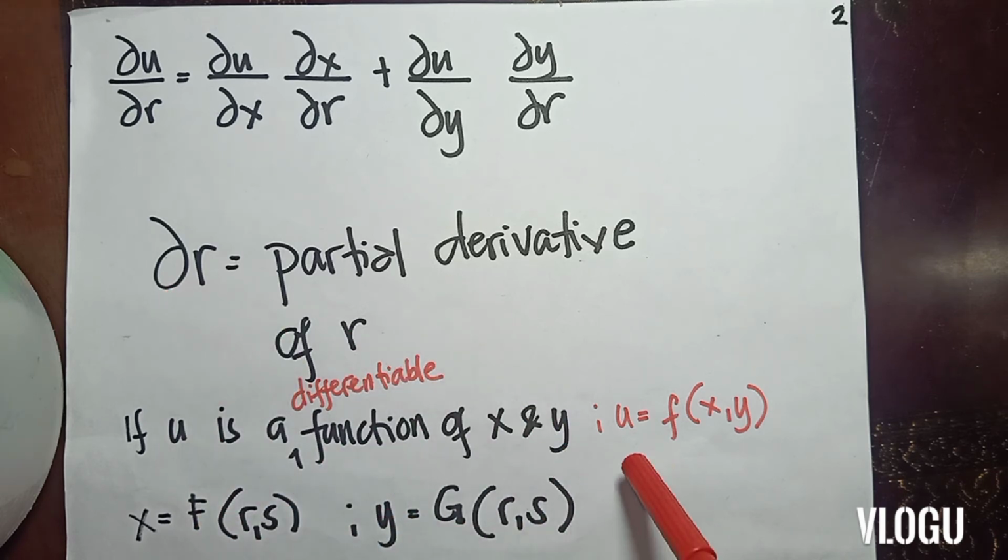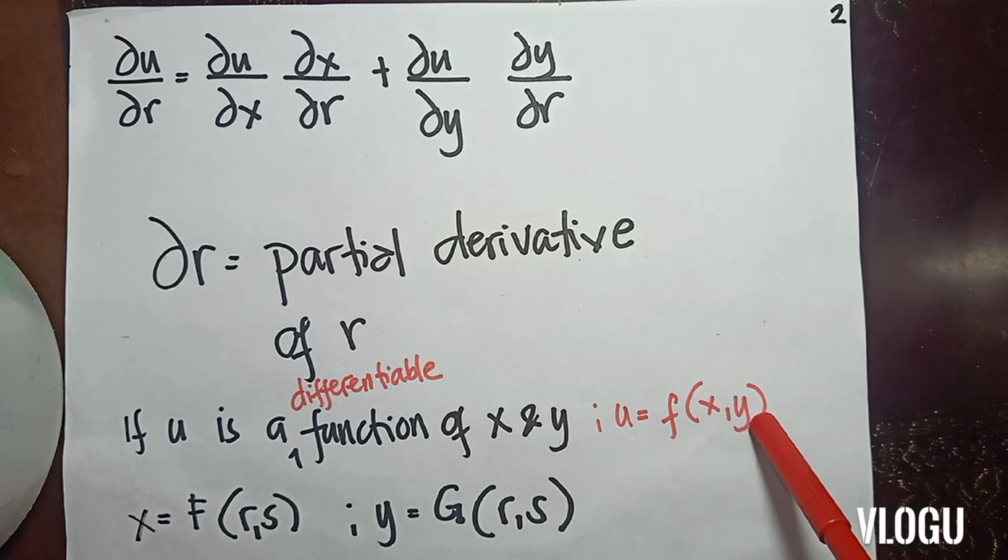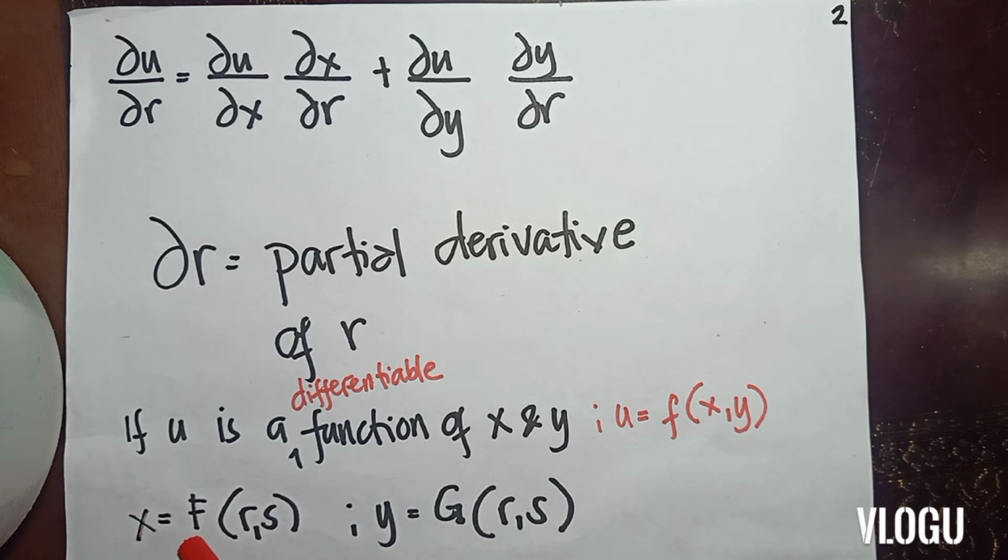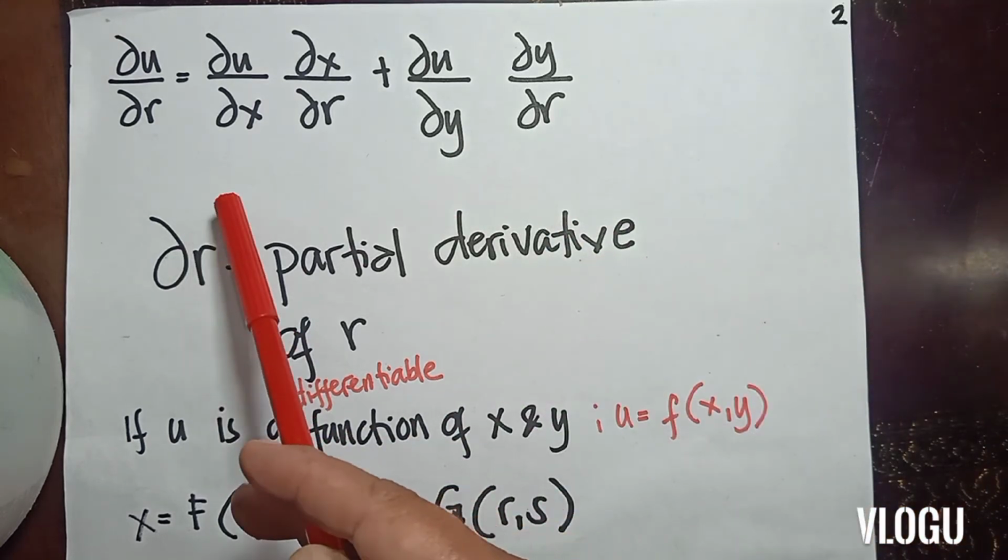So for example, in our given, u is a differentiable function of x and y, and then x is a differentiable function of two variables, r and s, and y is a differentiable function of two variables, r and s. So we will have partial derivatives here because for x and y, we have two variables. Okay, so we have an example here.